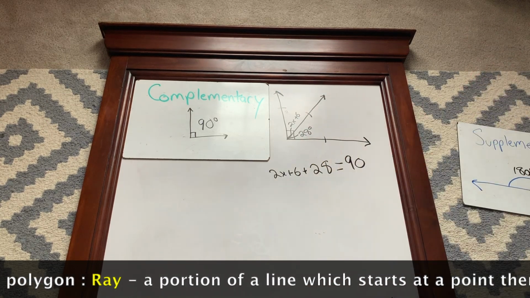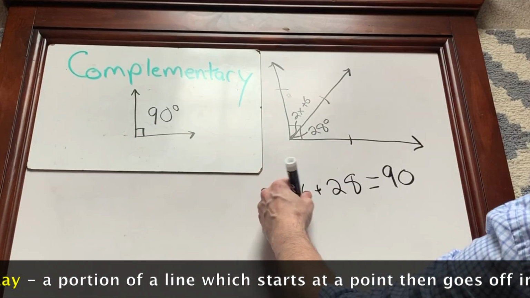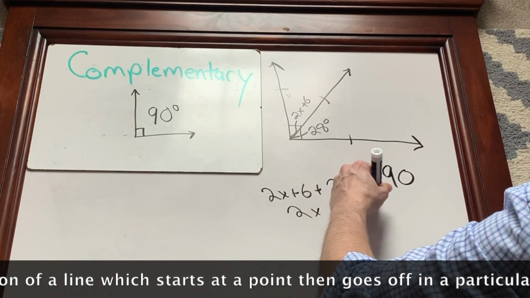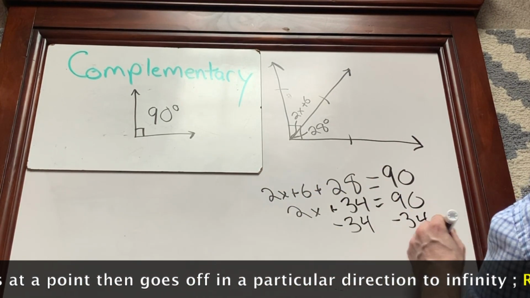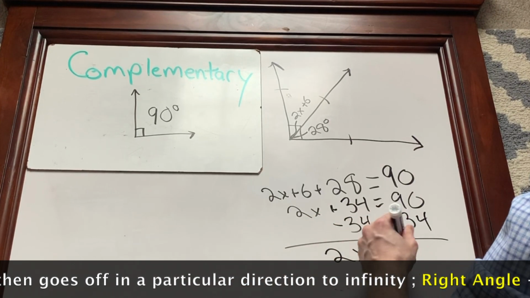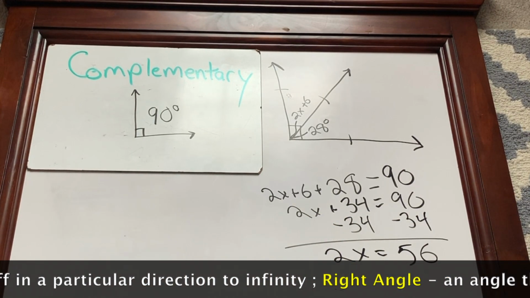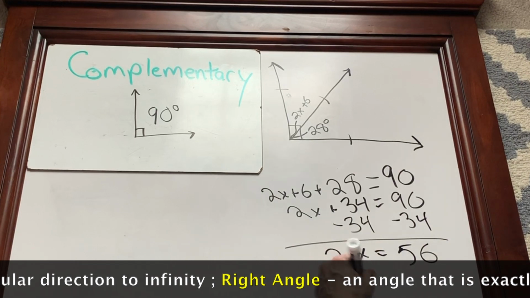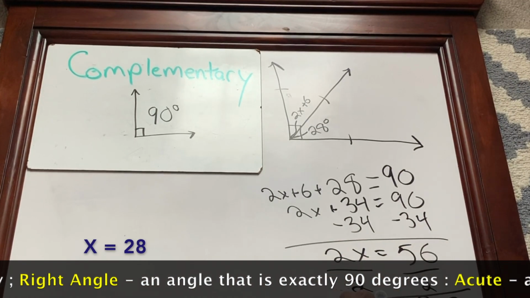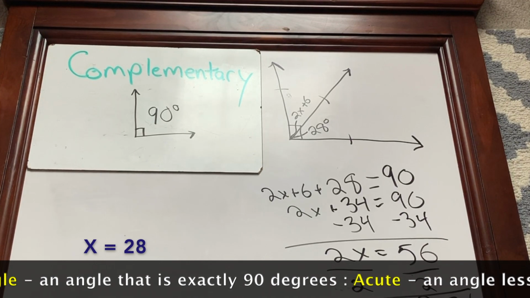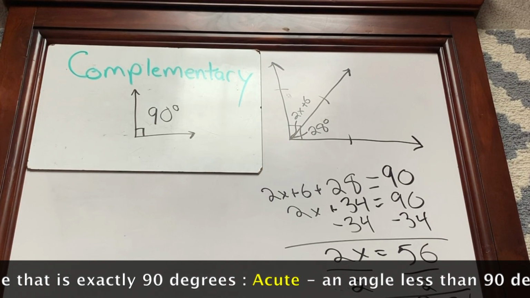Now we have it set up. We combine like terms. So 6 plus 28 equals 34. And that's going to equal 90. You subtract because we want to get x alone. So we subtract 34. And we will get 2x equals 56. So with 2x equals 56, we do the inverse of multiplying by 2. We divide by 2. And so x equals 28. That is it when you're doing complementary angles. Nothing more complicated than what you just saw.